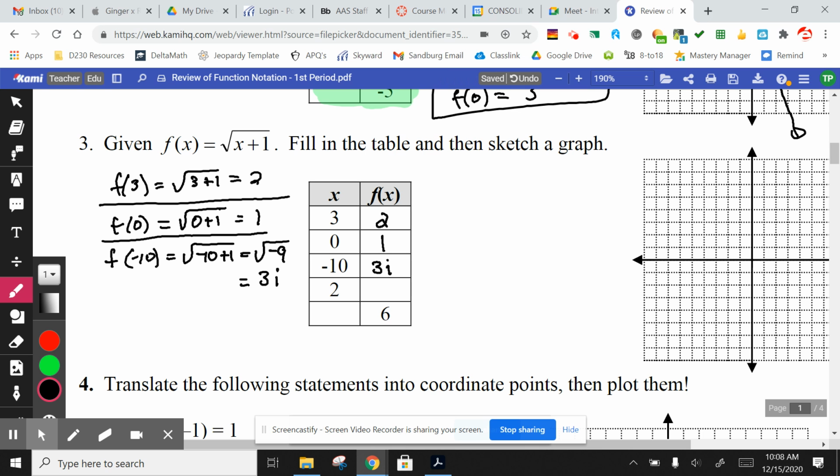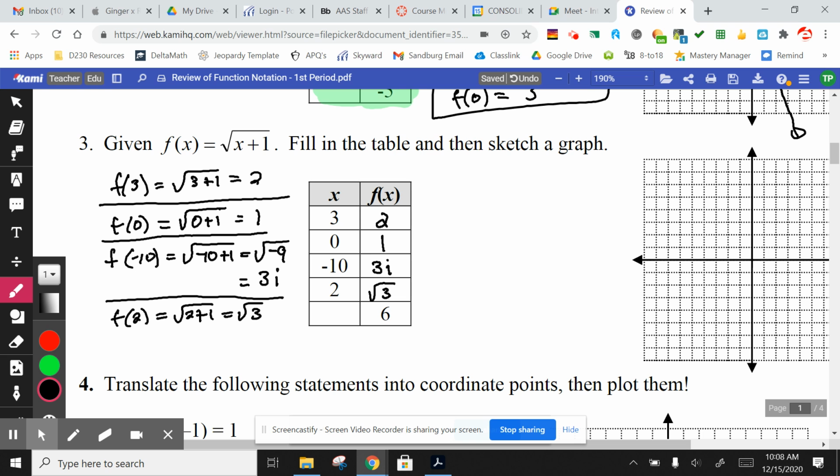We can go ahead and fill in our table, so go ahead and put that, but then we'll talk about what that means in terms of graphing it. All right, f of 2 would be 2 plus a 1, which is a root 3. That is not a nice number. So let's put in a root 3 for right now, and then we're going to have to talk about how we can graph that here in a minute.